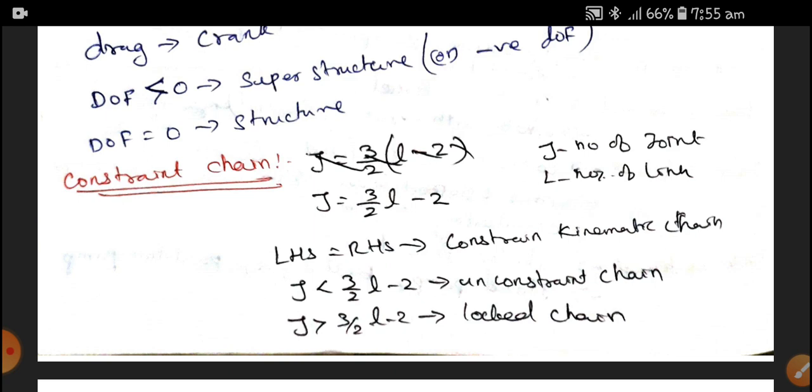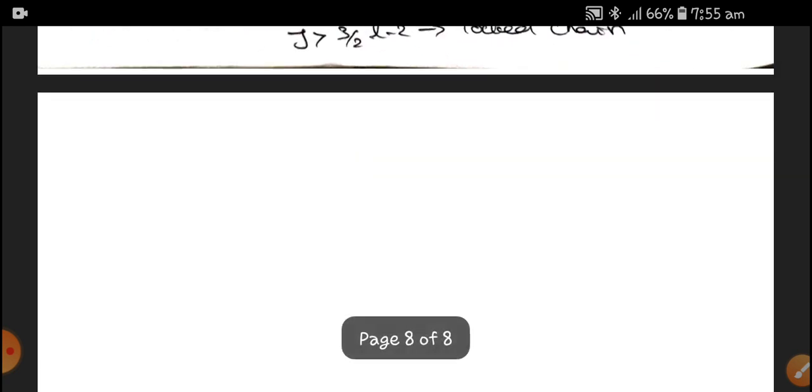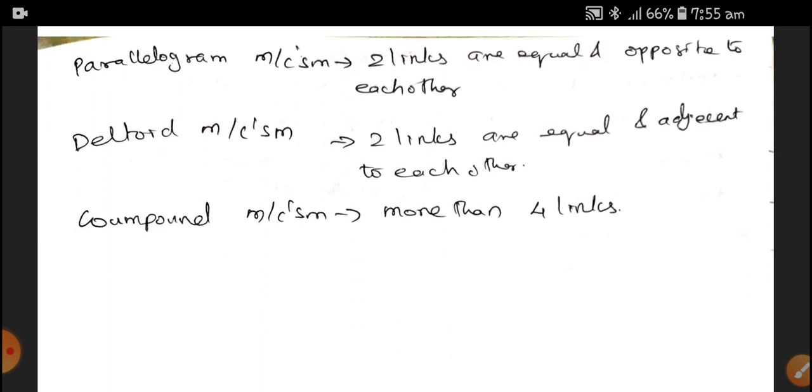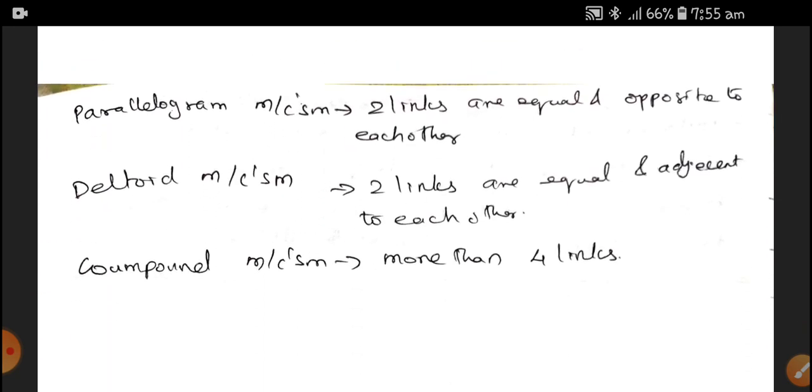And I am going to add, for your interest, three different mechanisms. One is the parallelogram mechanism, another one is the deltoid mechanism, and another one is the compound mechanism. Here in the parallelogram mechanism, two links are equal and opposite to each other. This is the interesting phenomenon of the parallelogram mechanism. Whereas in the deltoid mechanism, the two links are equal and adjacent to each other.